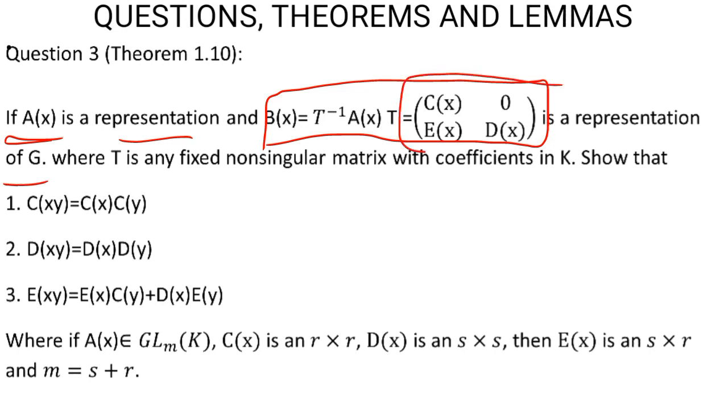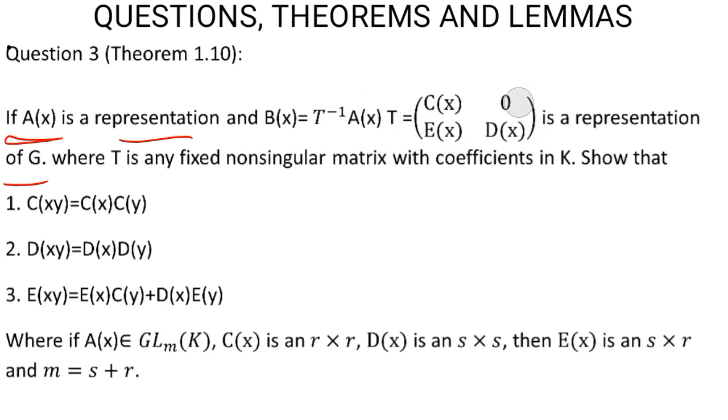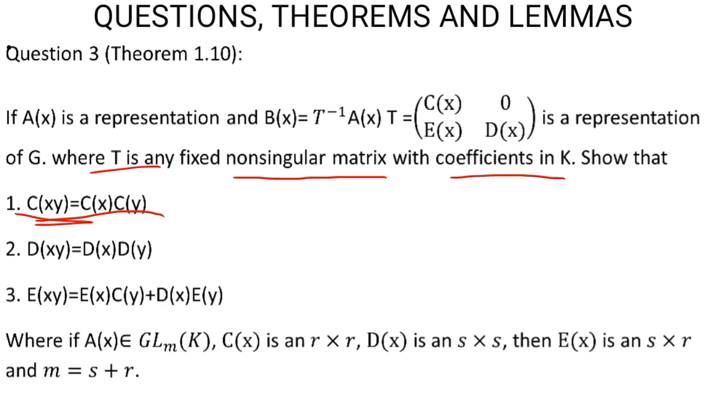Note, we had defined something like this when we said it was equivalent. If you remember in part 1, you can go over the slides or the lecture notes to find out and compare notes, okay? Where T is any fixed non-singular matrix with coefficient in the field K. We're to show that this particular conditions all hold, the three of them.